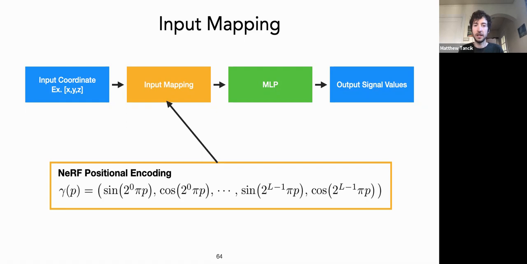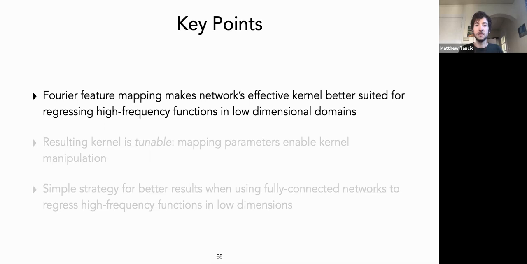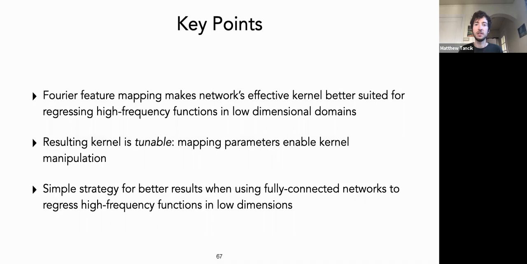I'll unpack this a bit more, but the main points I want to touch on are that first, NTKs effectively used in a standard fully connected network are poorly suited for the problem setting of regressing high frequency functions in low dimensional domains. The sinusoidal input mapping, like positional encoding, transforms the NTK to be better suited for these tasks. Furthermore, we can tune the parameters of this mapping to manipulate the NTK to improve its convergence and generalization for specific tasks. And then finally, we can use these observations to let us generalize the positional encoding used in NeRF to prescribe a simple strategy that can be used in similar problem settings where you want to use these fully connected networks with low dimensional inputs.